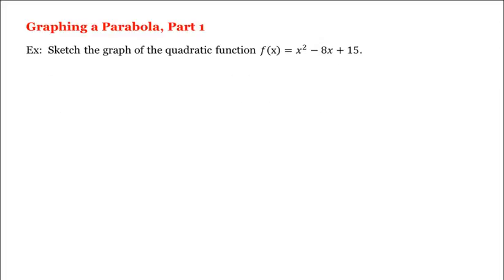Let's learn how to graph a parabola. For example, let's sketch the graph of this quadratic function here. Well, the graph of a quadratic function is what we call a parabola. And an important point on a parabola is called the vertex. It is the point where the parabola turns around. So this would be called the vertex here.